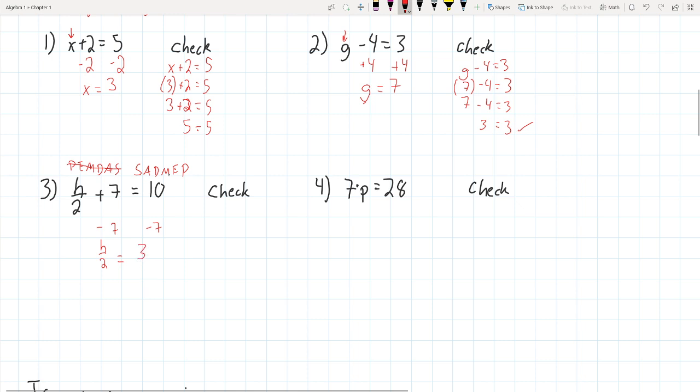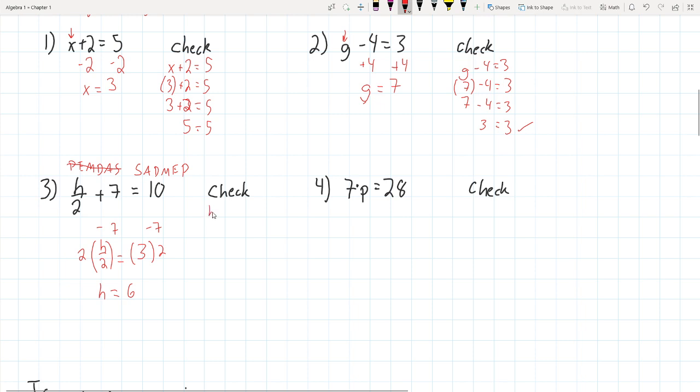I go through my SADMAP again. Is there any subtraction left? No. Any addition? No. Division? Yes, there is. This h over 2 is actually division. The opposite of dividing by 2 is multiplying by 2, and what I do to one side, I have to do to the other. So h equals 6.